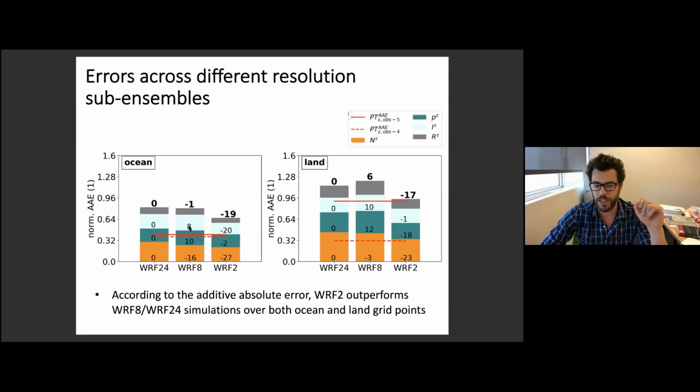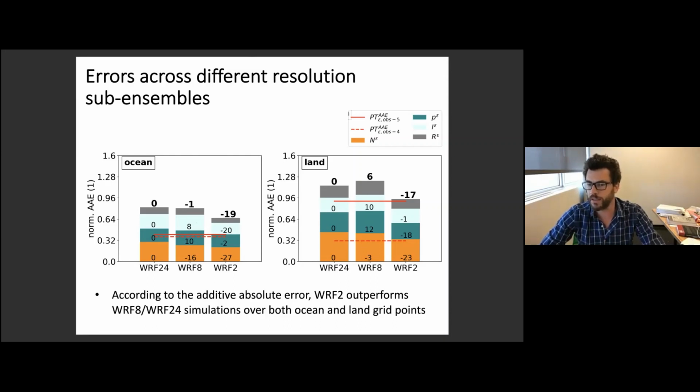And the values you see inside each of the boxes are the relative differences compared to, in this case, the WRF-24. What this means is, if these numbers are positive, it means that the error is higher, 8% higher, it's in percent. And if it's negative, clearly it's because the error is lower. So what we see is that overall, in the ocean, WRF at 8 kilometers improves the overall errors by 1%. But if we use the convection permitting version, it improves by about 20%.